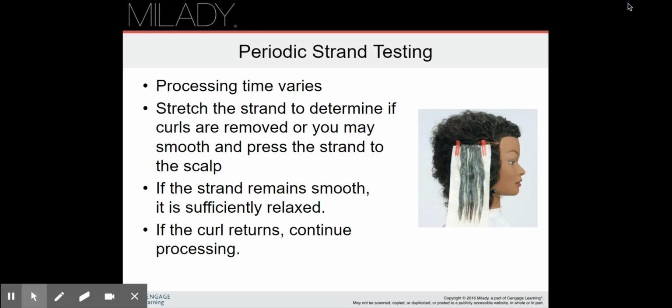Talking about relaxers, periodic strand testing is to see how long you need to leave the relaxer on, to see when it straightens the best. Processing time will vary; it depends on the person. Stretch the strand to determine if the curls are removed, or smooth and press the strand to the scalp. If the strand remains smooth, it is sufficiently relaxed. If the curl returns, continue processing.